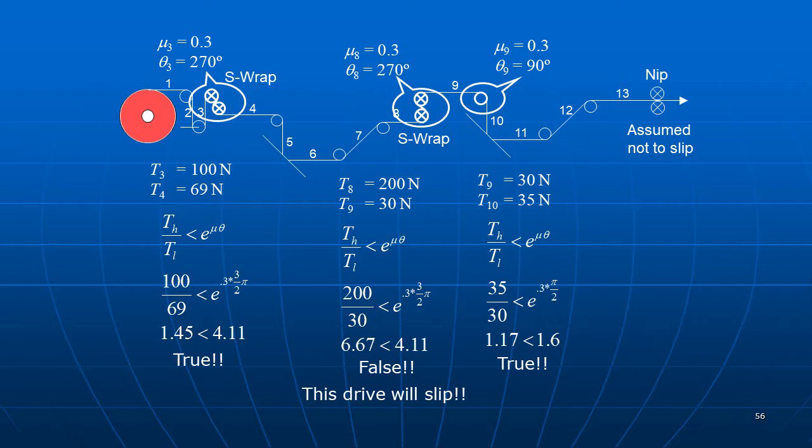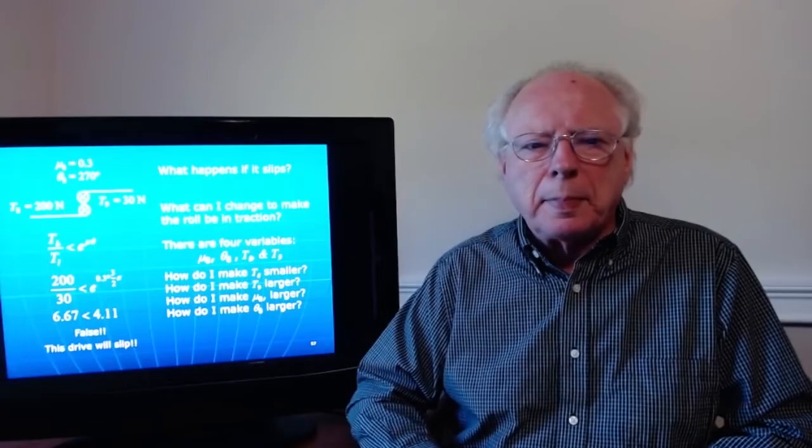We can also apply this to idlers. And so we'll take just one idler here. We've got 30 newtons on one side. We've got 35 on the high side. Our tension ratio is 1.17. Our e to the mu theta value is 1.6. So that roller is not going to slip. And you can go through and do every roller in the web path if you want. But typically you can spot check a couple and see if they're going to slip. But generally, for this example, we'll just do the one idler.